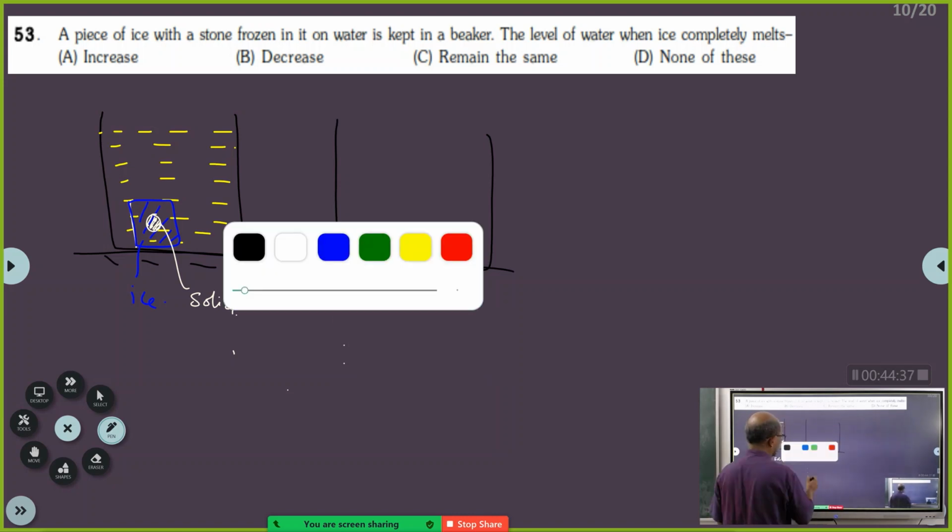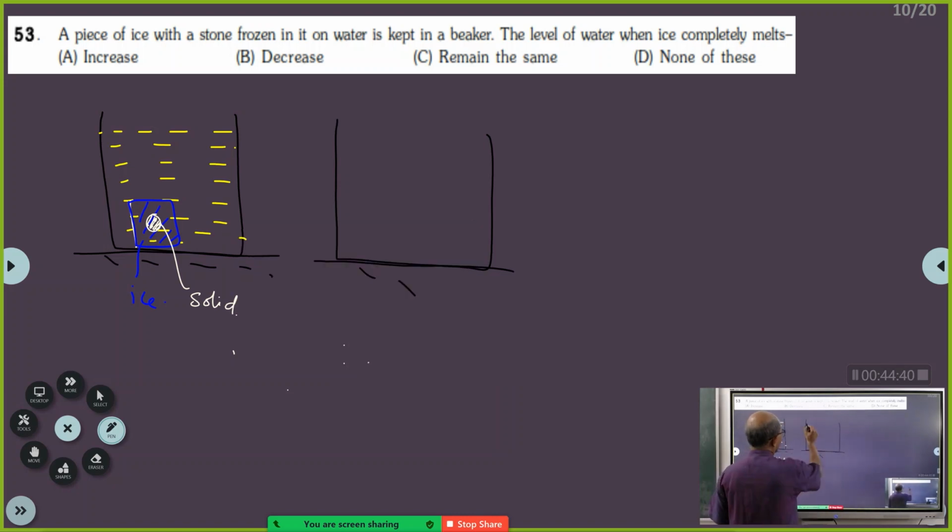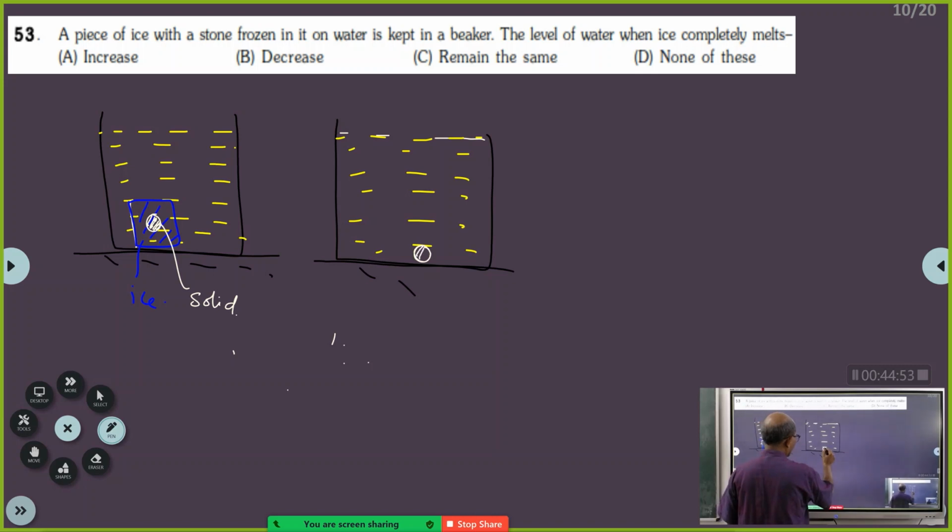Sir, we had done that when ice will melt, it will not increase the level of the water, sir. Wait, now I'm just solving it. You please solve it and be ready with the answer. I just complete this. So ultimately, the ice melts, and this is the situation here.